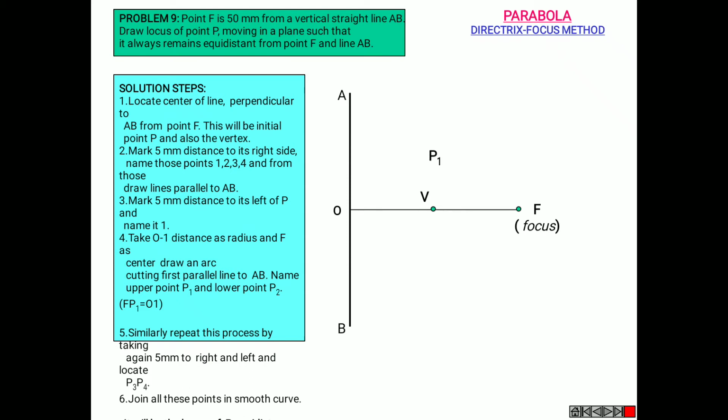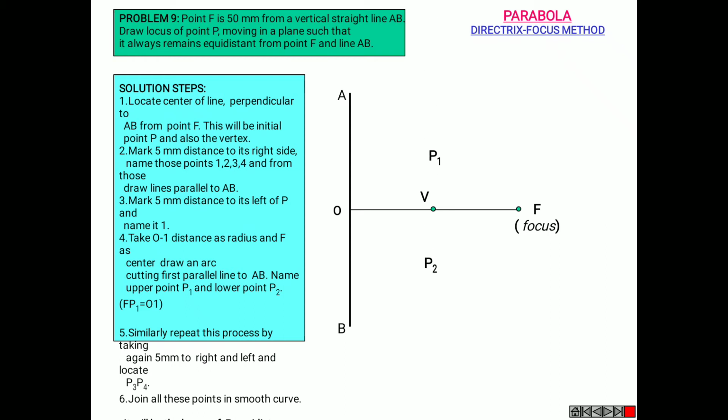So therefore OV is equal to VF. So here the eccentricity is 25 by 25, nothing but eccentricity is equal to 1. So yesterday we have seen eccentricity 2 by 3, nothing but 20 by 30, which is less than 1. So if eccentricity is less than 1, we obtain the curve ellipse. If eccentricity is equal to 1, we obtain the curve parabola.